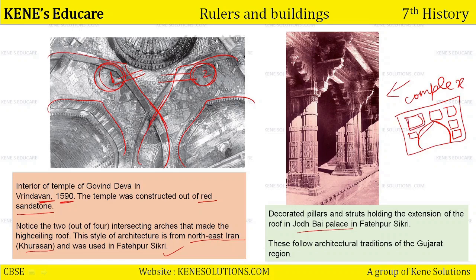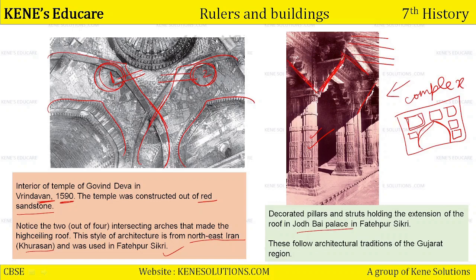So you can see these decorated pillars and the struts. These struts are holding the extension of the roof. Look at this roof, it is extending outward, right? And these struts are holding the extension.